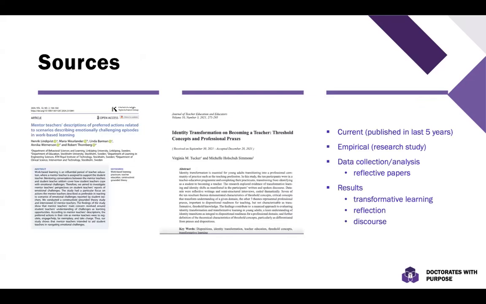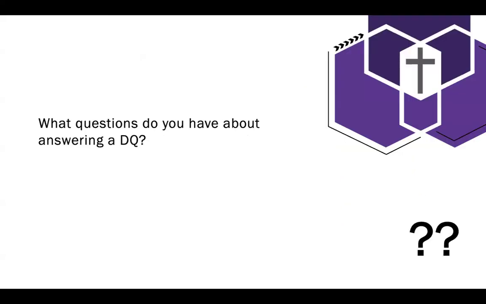And when I looked at the two sources, I didn't go to the Mesereau one. I'm very familiar with Mesereau, but with the other two, I wanted to see, are they current? Yes, they're published in the last 5 years. They were both empirical. In the data collection and analysis sections, they had things that had to do with reflective papers. They were gathering the data using reflection. And that was definitely embedded in that response, as you could see. And then the results of both of these articles covered things like transformative learning, reflection, discourse. So everything worked together with these sources.